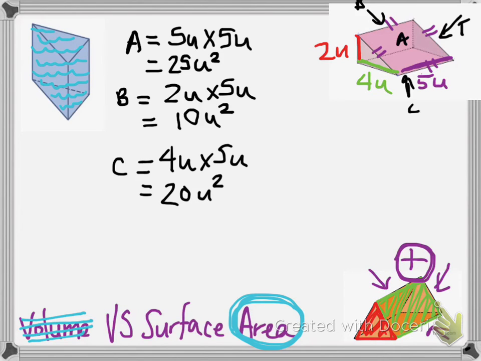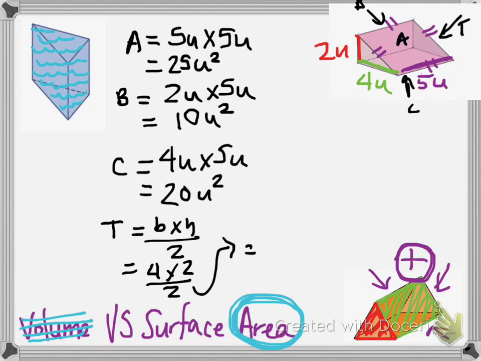Calculating the surface area for triangle T, if you remember the formula, it's always base times height divided by 2. My base is 4 units, my height is 2 units, so 4 times 2 divided by 2. If I calculate that, 4 times 2 is 8, divided by 2 is 4 units squared. I do need to have 2 of those though, so I want to make sure that I double it.